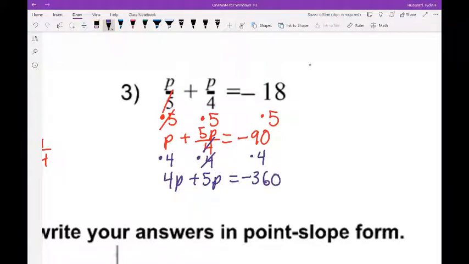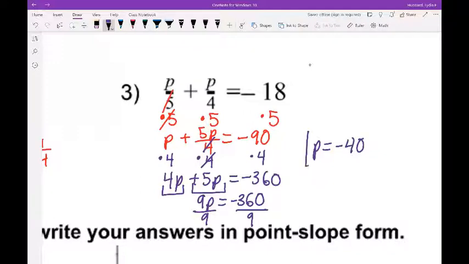From here, we got rid of all those gross fractions and we can solve like we did in the previous problems. So I don't have any distribution to do, so I can combine my like terms. So this 4p and this positive 5p will combine to be 9p. And then I'll just divide both sides by 9 in order to get my solution. So negative 360 divided by 9 will give us a negative 40. And so that will be our answer.